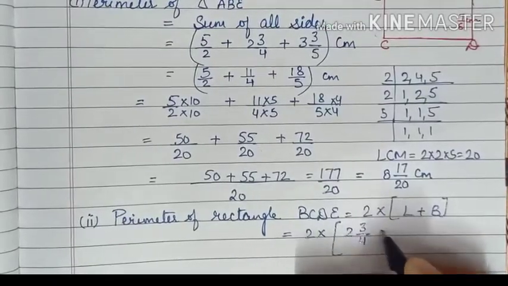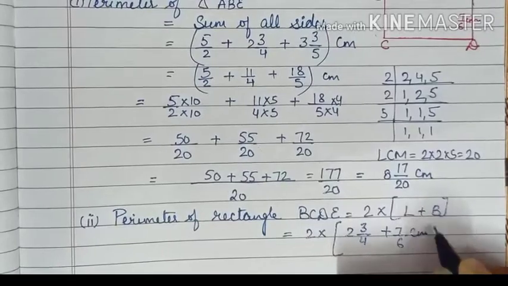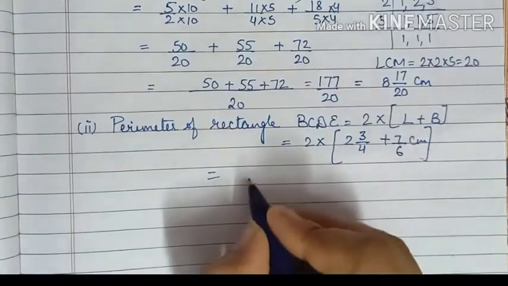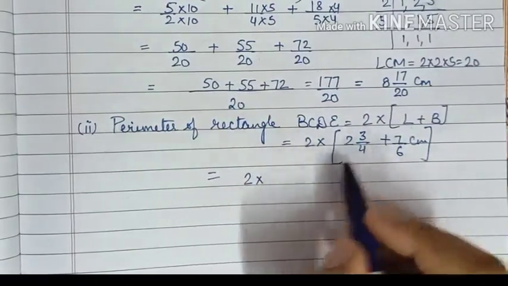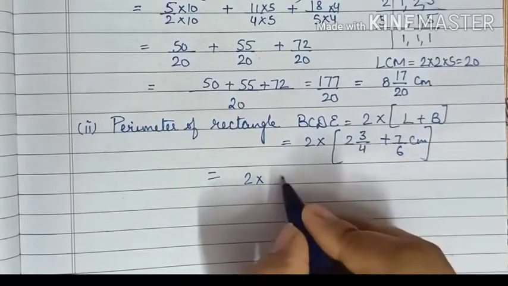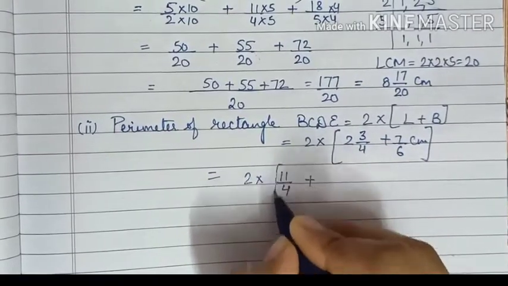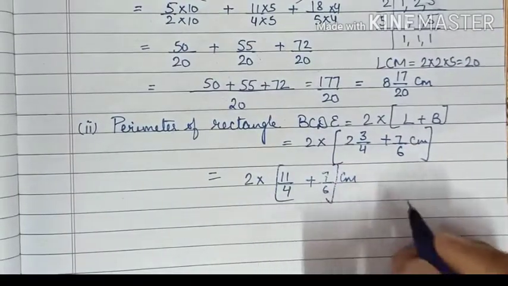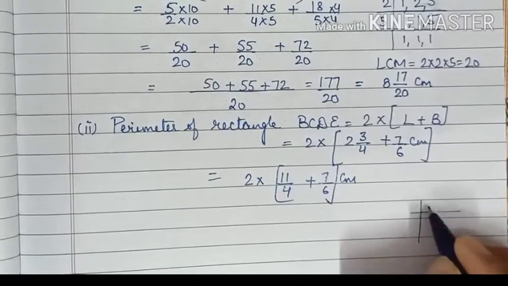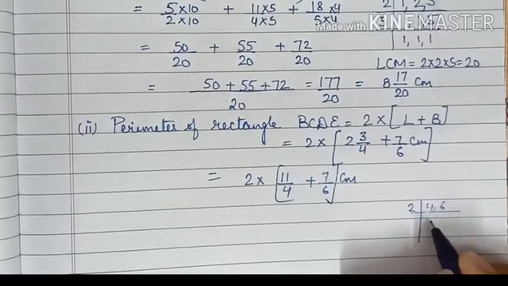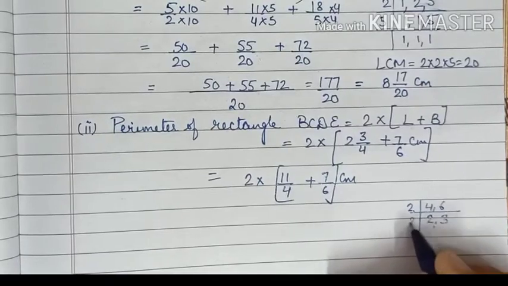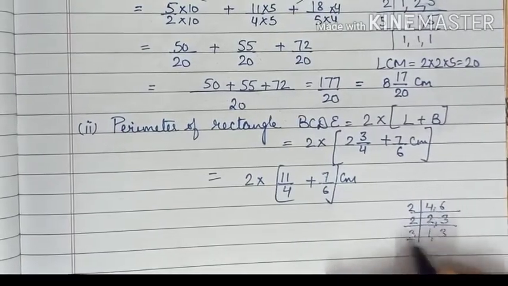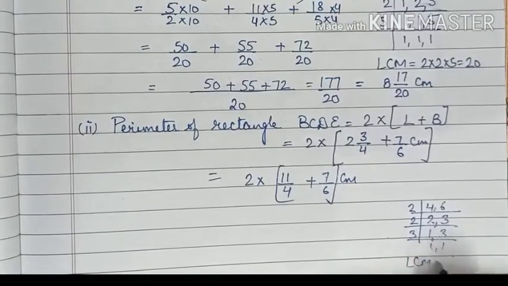2 times 2 and 3 by 4 plus 7 by 6 centimeter. First we will convert 2 and 3 by 4 into an improper fraction. 2 fours are 8 plus 3, 11 upon 4 plus 7 upon 6. Now we will find the LCM of 4 and 6. First we will divide by 2. 2 twos are 4, 2 threes are 6, then again by 2, then by 3. So we got the LCM here: 2 into 2 is 4, 4 threes are 12.